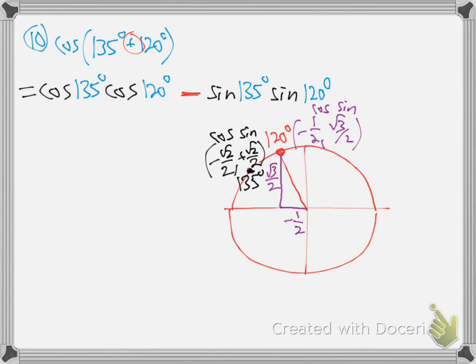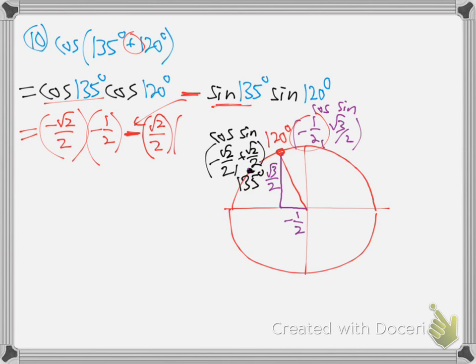So, all right, we plug in our four values. Here we go. Cosine of 135. Watch your signs. Back root 2 over 2. Cosine of 120, back a half, minus sine of 135, that's root 2 over 2. Sine of 120, that's root 3 over 2. Good with all that? Let's plug everything in.